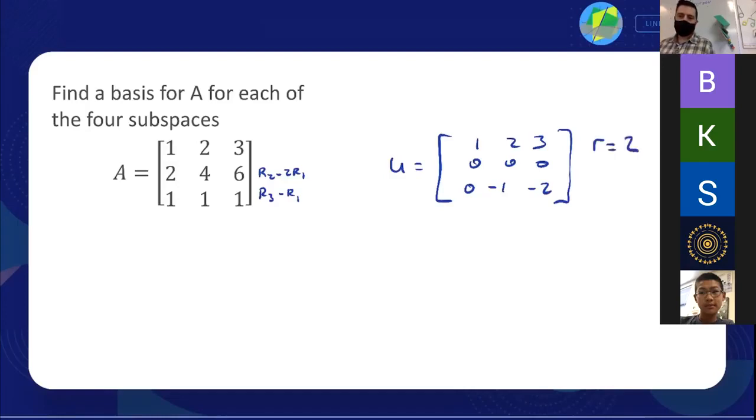There's 2. M equals 3, N equals 3. Right? There are 2 rows that are non-zero. We have 2 pivots.